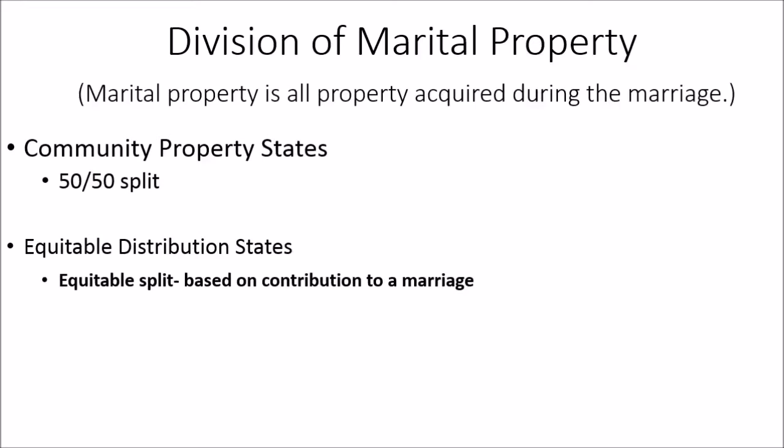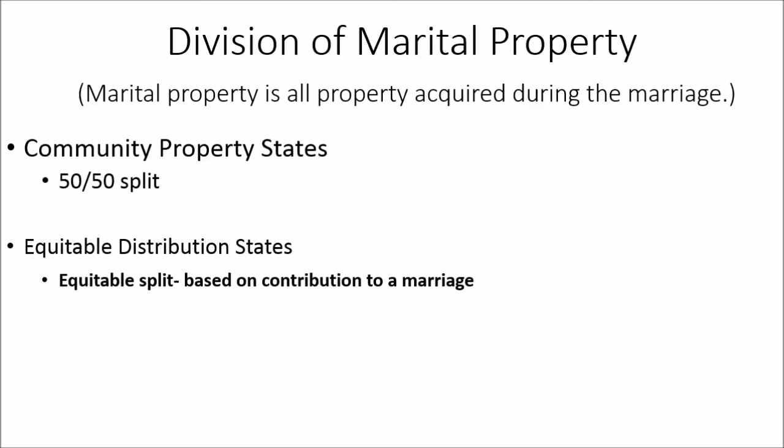Also, all property acquired during the marriage with community money, commingled money, money that they have in a joint bank account and that they pool together, is deemed to be owned equally by both the wife and husband, regardless of how much money they contributed to that pool of money. In a community property state, equal ownership also applies to debts. So this means both spouses are equally liable for debts.